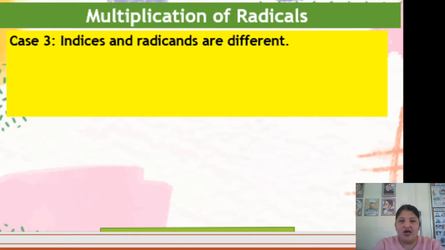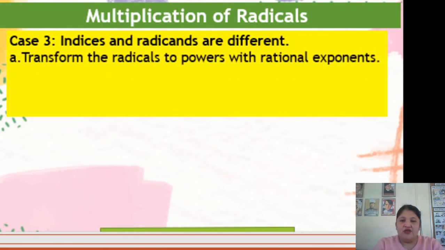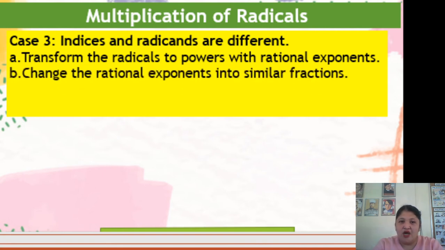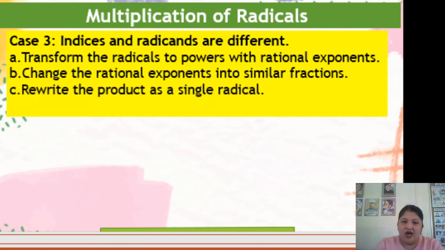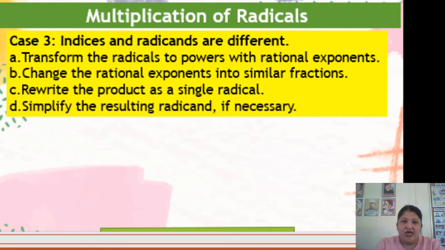For the case number 3, indices and radicands are different. So what should we do? We transform the radicals to powers with rational exponents. We change the rational exponents into similar fractions, and we rewrite the product as a single radical. And then simplify the resulting radicand if necessary.